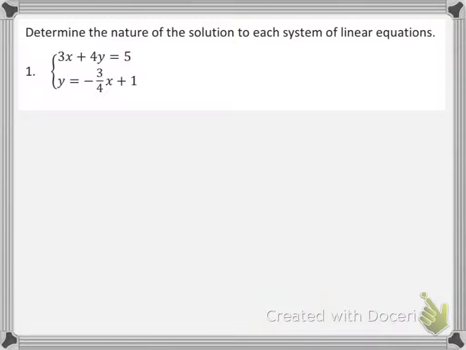Let's get started. Our job is to determine the nature of the solution to each system of linear equations. We can do that before we actually solve it, and we're going to do that as well. But first we can determine the nature just by taking a look at the two equations in slope-intercept form. Right now I'm good on the second equation, but this first one I need to fix. So I'm going to change this 3x plus 4y equals 5 into slope-intercept form.